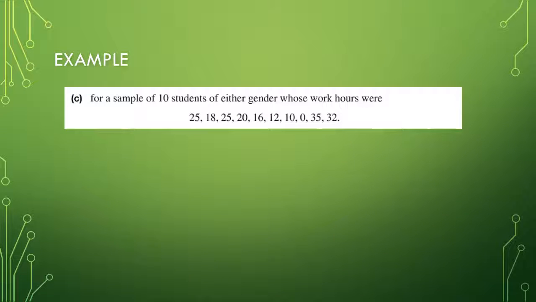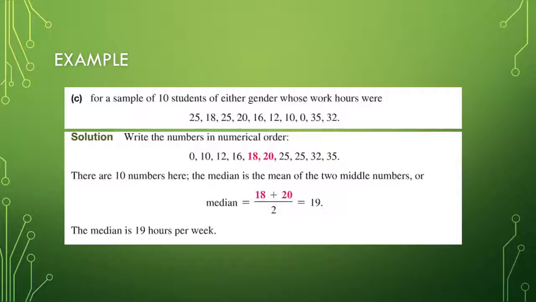Now try problem C. Pause and then resume to check your answer. Okay, writing them in numerical order, we see that we have 2 in the center, 18 and 20, so we average them together and get 19. And so 19 will be the median for this particular problem.